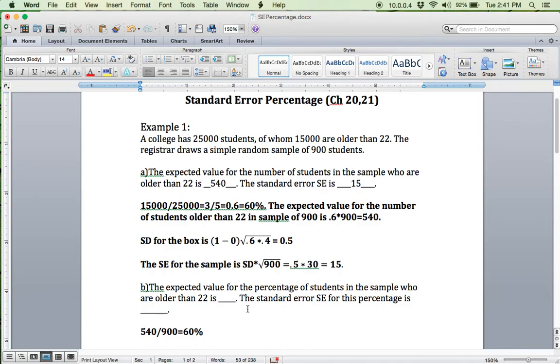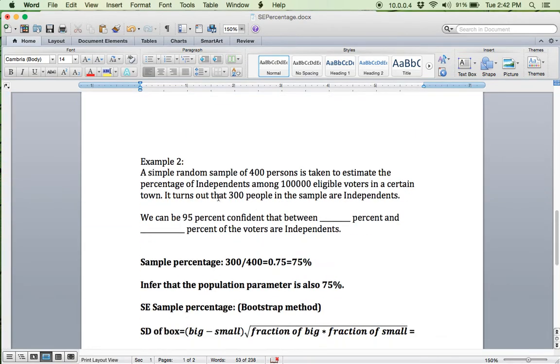This is chapter 20. In chapter 21, we basically do the reverse of this. In other words, we don't know anything about the composition of the population, and we're going to pick our sample, and we're going to measure the statistic from the sample, and then from that we can infer something about the population. Right? Once again, in example 1, we have the information about the population, and we want to say something about the sample. In chapter 21, we're going to take the sample and then use that to deduce something about the population. So here's an example.